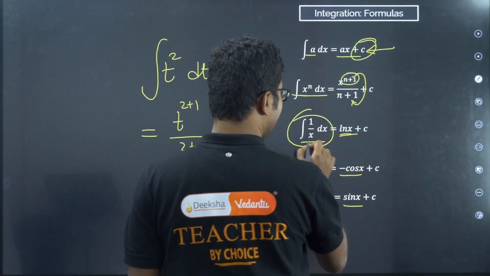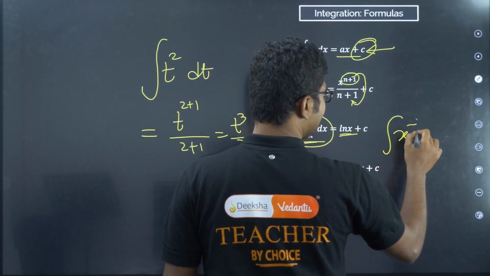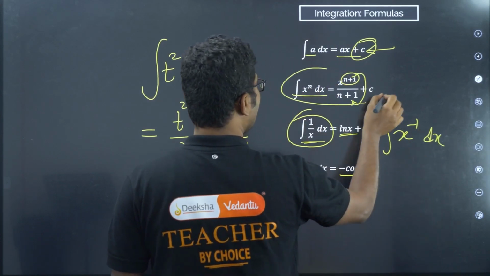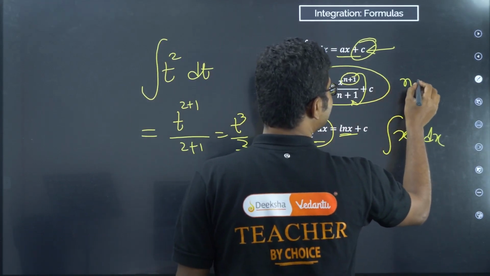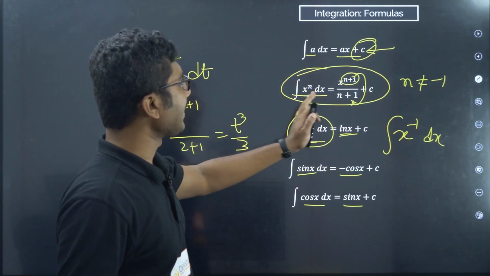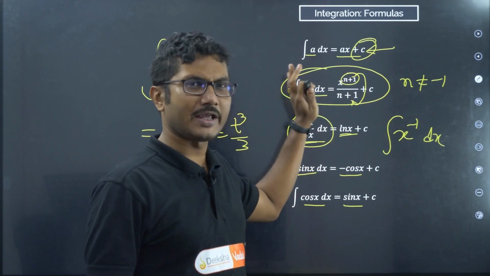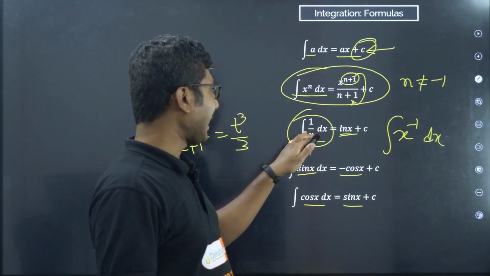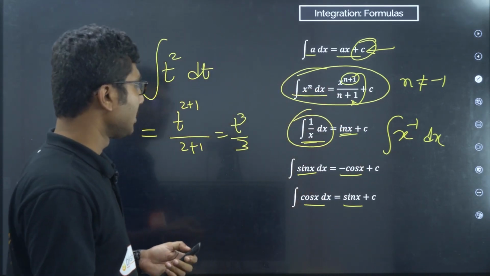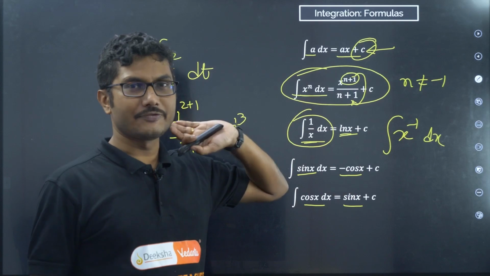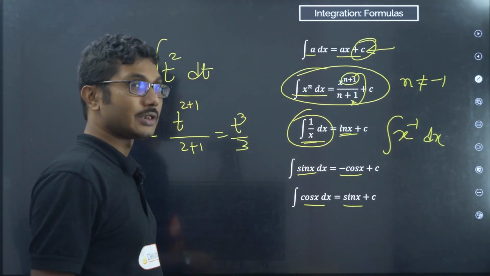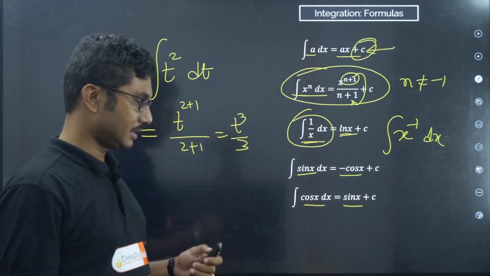So basically, what is the meaning of this? This is basically x to the power minus 1 dx. This formula is valid for all n except n equals minus 1. Even minus 2, minus 3, minus 5, you can apply the same formula, except minus 1. When n equals minus 1, you have to use ln x. Okay. Other than that, this is valid for all the other integration calculations. In differentiation, there is no such thing. You can apply it for all the n's.